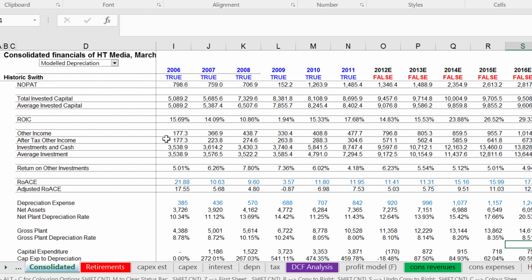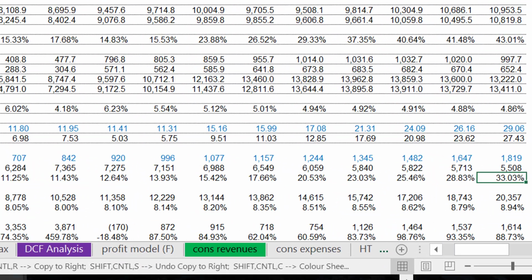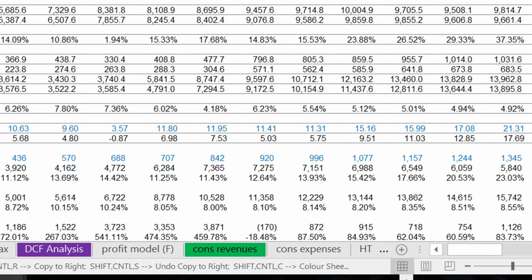Now, I put some depreciation here, and I should have taken a net plant depreciation rate. Well, that went way up, and the gross plant depreciation rate, that didn't go up. So maybe that's okay, but look at this net plant depreciation rate. This is just taking the depreciation divided by net plant. It went from 15% to 33%. There's a mistake here. There's a mechanical mistake.